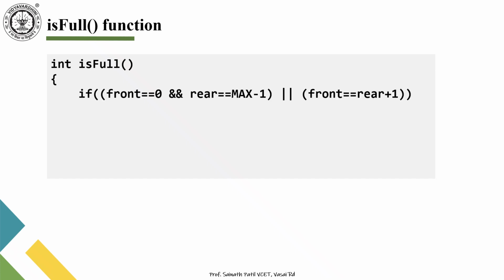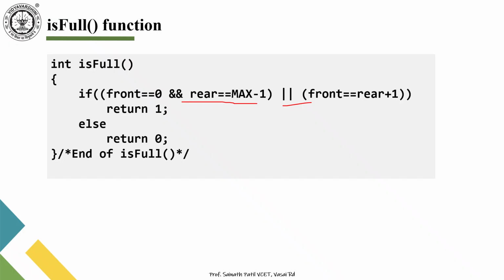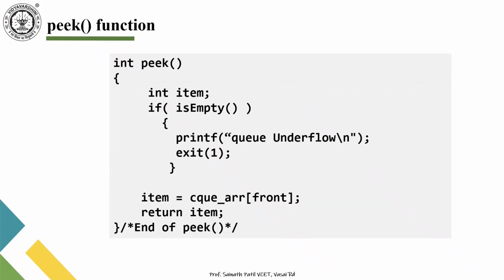int isFull: if front is equal to 0 and rear is equal to max minus 1, or front is equal to rear plus 1, then we return 1, else we return 0, that is false. This is full function, a little bit different from that of the linear queue. Now the peek function is exactly similar to that of the linear queue.